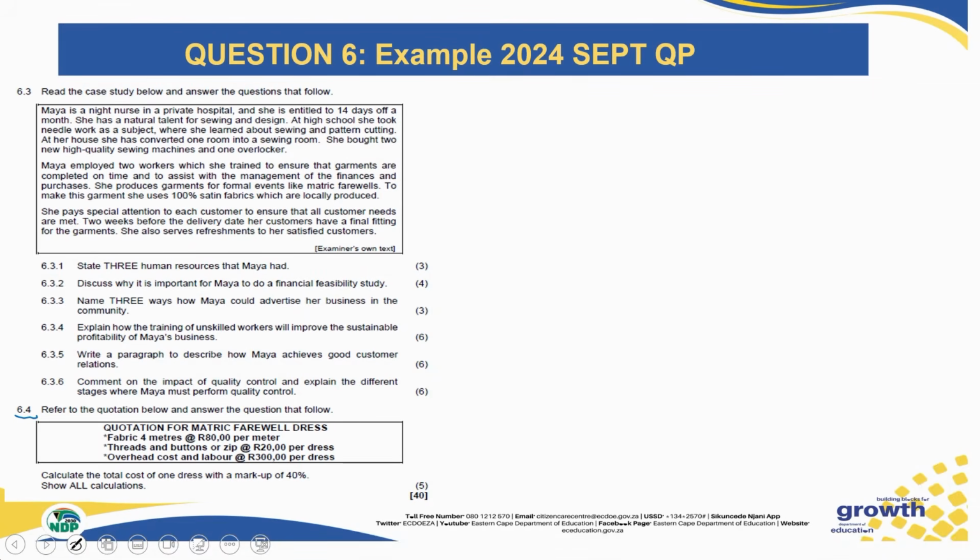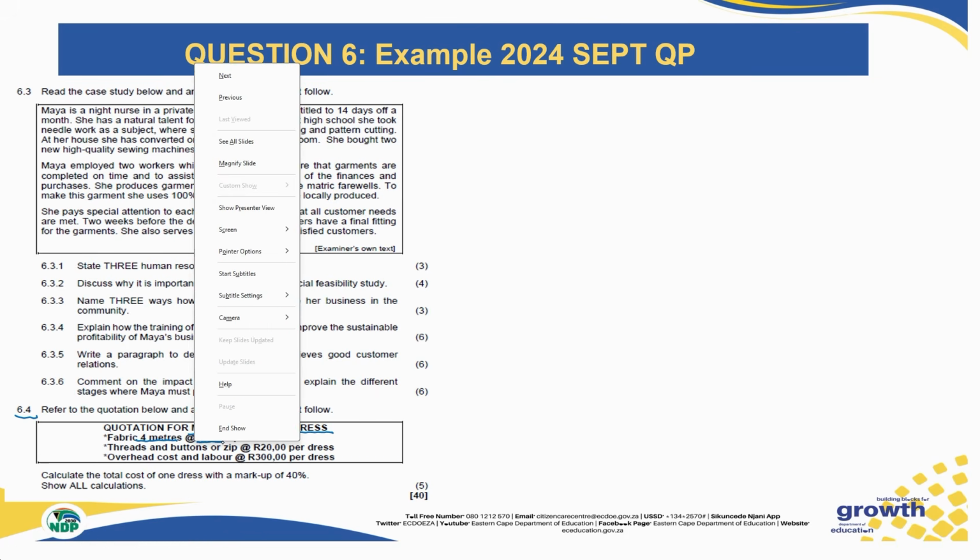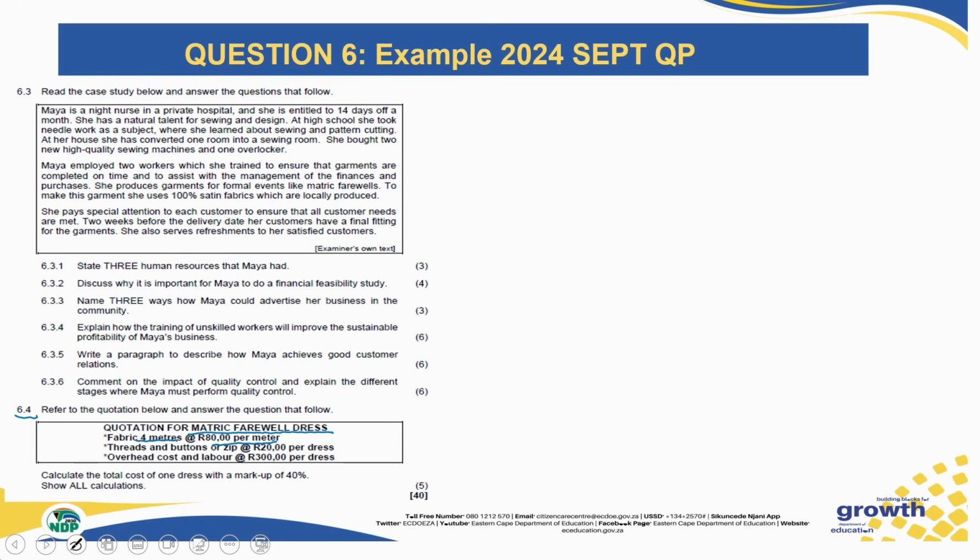The second question that I want us to address is 6.4, where you will have to do the basic calculation. So here, grade 12s, you are going to be required to calculate the total cost of the product or of an item. So in this question paper, we have a matric farewell dress, a fabric of 4 meters that is needed, and a meter is 80 rands. And we have threads and buttons at 20 rands, and overhead costs and labor at 300 rands.